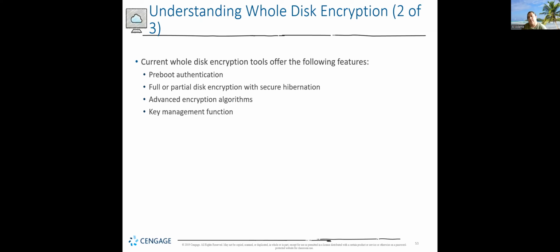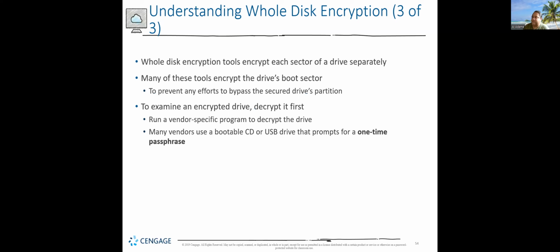Current whole disk encryption tools offer the following features: pre-boot authentication, where you need a password or a key, or a USB key, even a physical key. Partial disk encryption with secure hibernation. So when you go to sleep, it would secure that part of the hard drive so it can't be accessed until it's rebooted or allowed in with the key. Advanced encryption algorithms, that's what you see more now, with SHA-256 or MD. What is MD at now? I don't remember, 128, I think. Advanced encryption is mostly used now. Key management function: you can manage keys with a separate account.